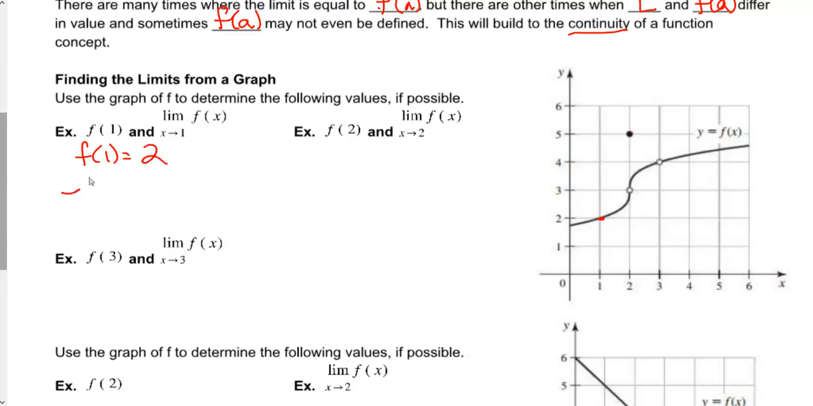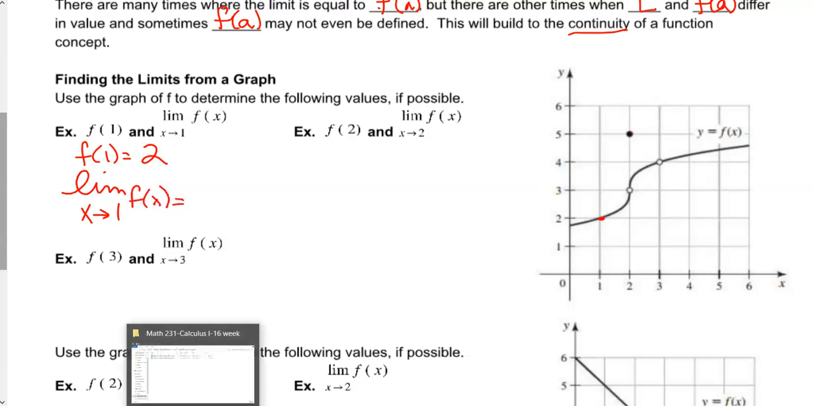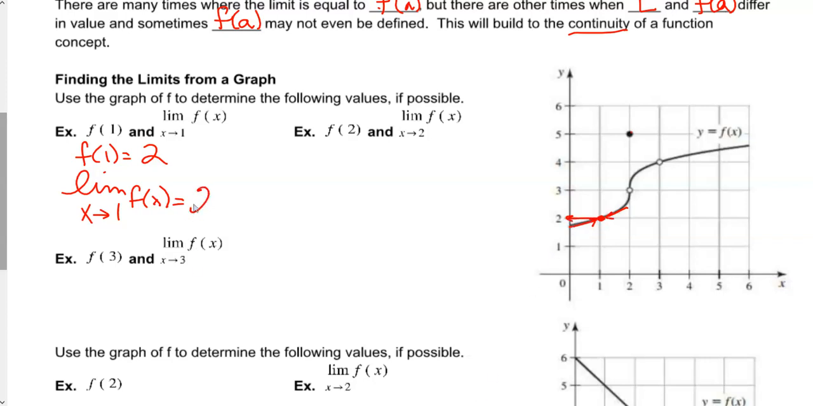Now, if we look left or right of x equaling 1 on our function, what is the limit of this function at that point? Again, we're going to get very, very close to our x value, but possibly not equal to it. In this case, as I come from the left of 1 and from the right of 1, I'm honing in right here at that value of 2. So this is a case where our function value and our limit value are equal.